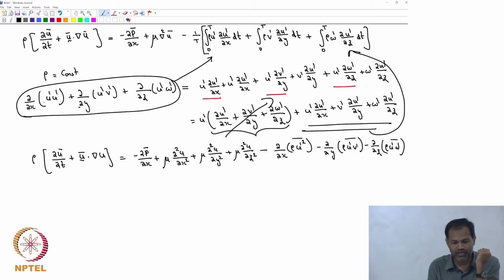So the first is del by del x of u prime square. So that's just del by del x of rho u prime square bar. It's the mean of the fluctuations, or the mean of the square of the fluctuation. So of course you know that that's not 0. We talked about it last time. So that's why you get all these non-zero quantities on the right hand side.